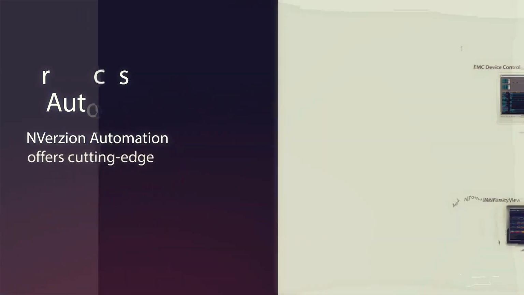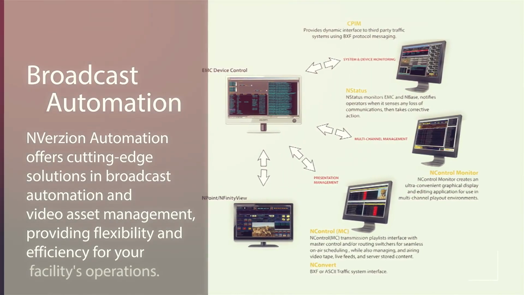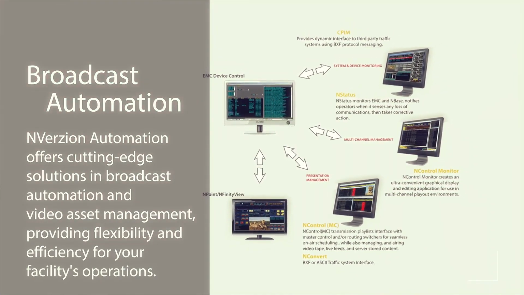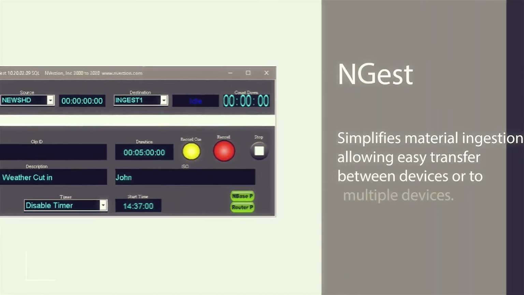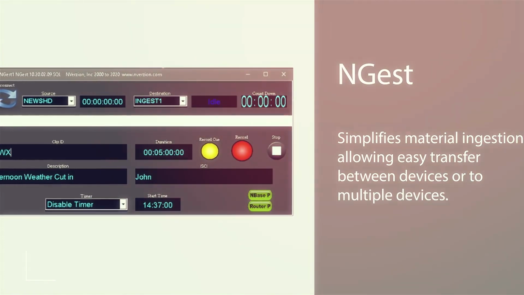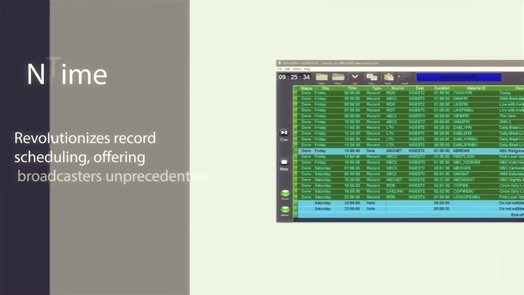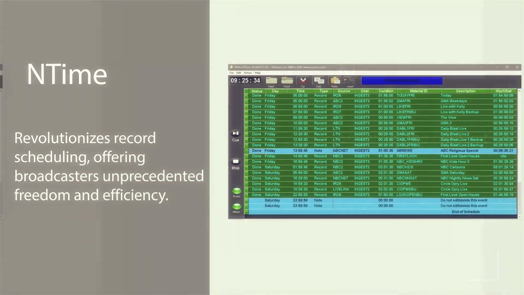NVerzion Automation offers cutting-edge solutions in broadcast automation and video asset management, providing flexibility and efficiency for your facility's operations. NGES simplifies material ingestion, allowing easy transfer between devices or to multiple devices. NTime revolutionizes record scheduling, offering broadcasters unprecedented freedom and efficiency.